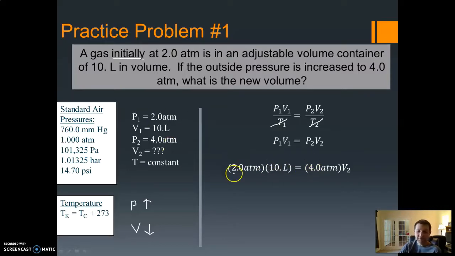So let's see if we're actually right. Well, 2 times 10 divided by 4, there we go, gives us 5 liters. Careful, we need 2 sig figs. 2.0 has 2 sig figs. 10. with a decimal, that decimal makes it 2 sig figs. And then 4.0 has 2 sig figs. So easy. 5.0 liters is your new volume. That takes care of it.